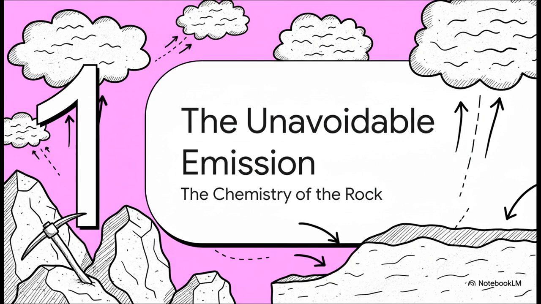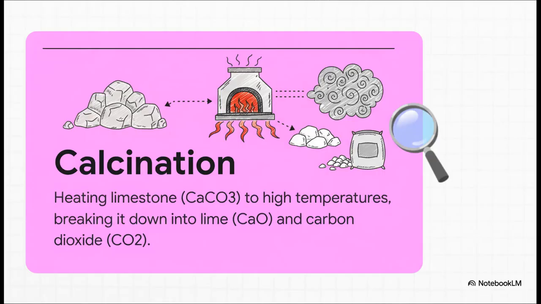This is where the whole carbon problem with cement really begins. The critical process here is something called calcination. Now, it sounds super scientific, but the idea is actually pretty simple. You take limestone, you heat it up like crazy, and it chemically splits apart. One part is the lime, which is what you want for cement, and the other part, pure CO2.